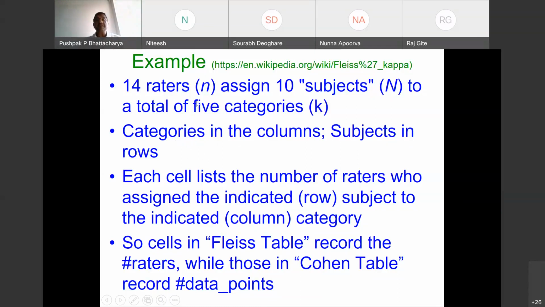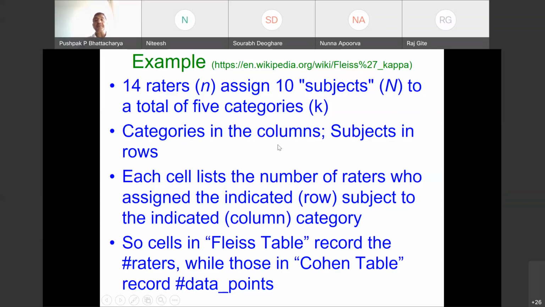There are 14 raters. Remember the notation. Small n indicates the number of raters. And they assign 10 subjects, that is 10 data instances. The data instances are given the notation capital N. Remember this. And the number of categories is K. So there are 5 categories, 10 data points called subjects and 14 raters. Small n, number of raters. Capital N, the number of data points or subjects. K, number of categories or classes.